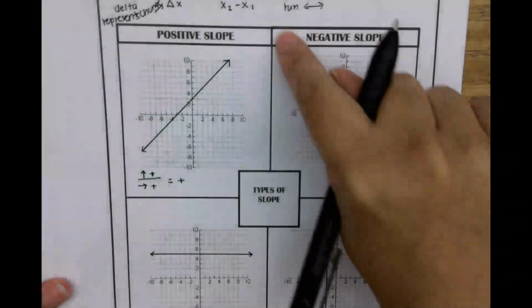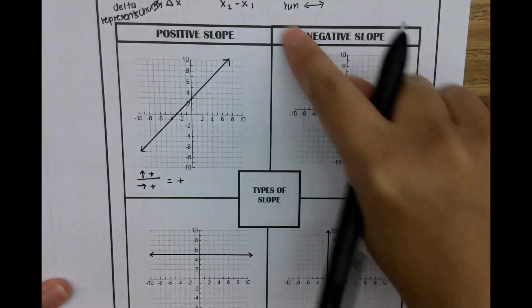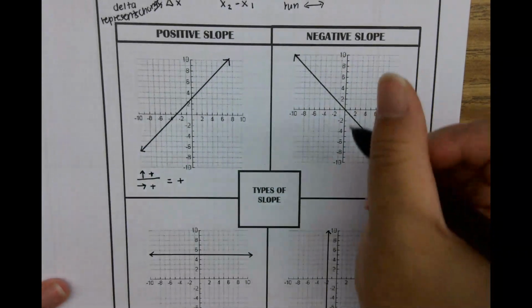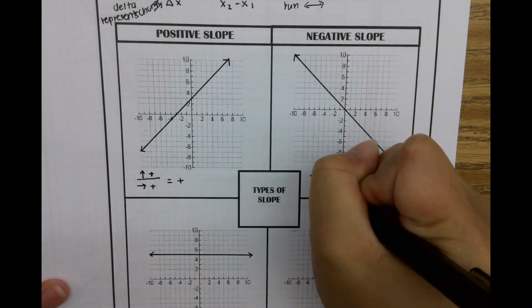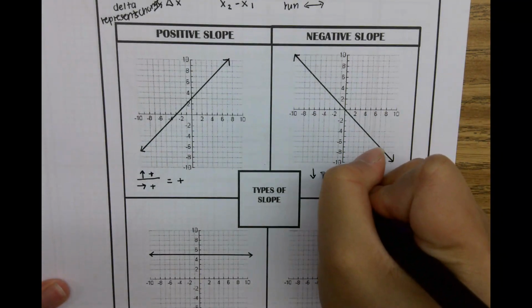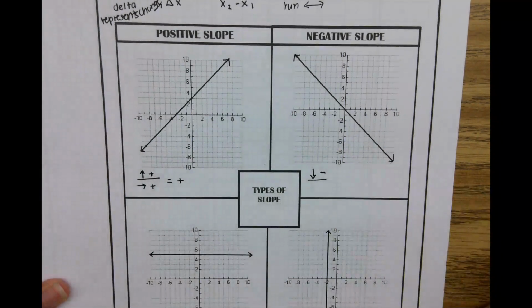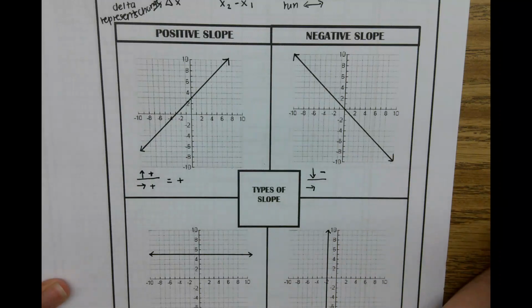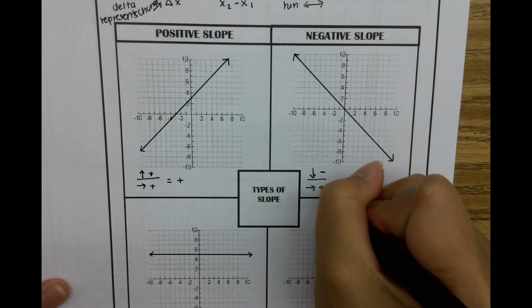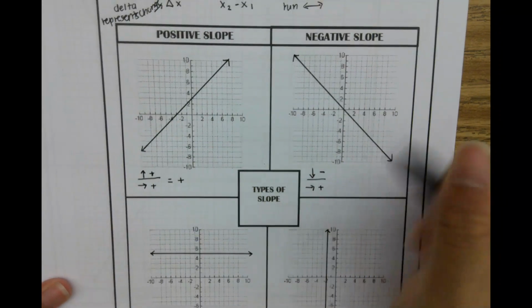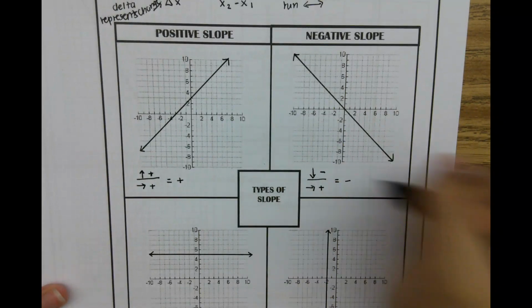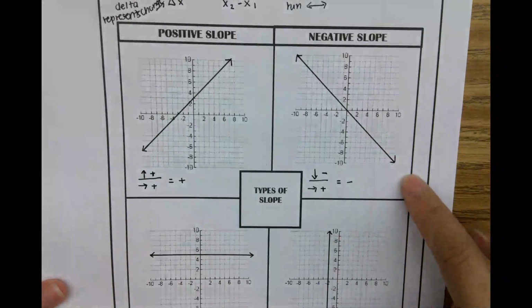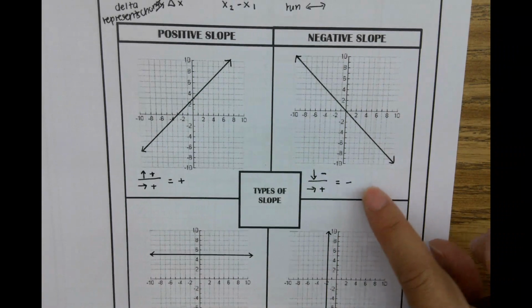We also have negative slope, and that's when we're decreasing like this. The reason why is because we are going downwards, which is negative. At the same time, while we're going downwards, we are also going to the right. However, going right is positive. And then negative divided by a positive is a negative, and that's why lines that decrease, that go downwards like this, have a negative slope.